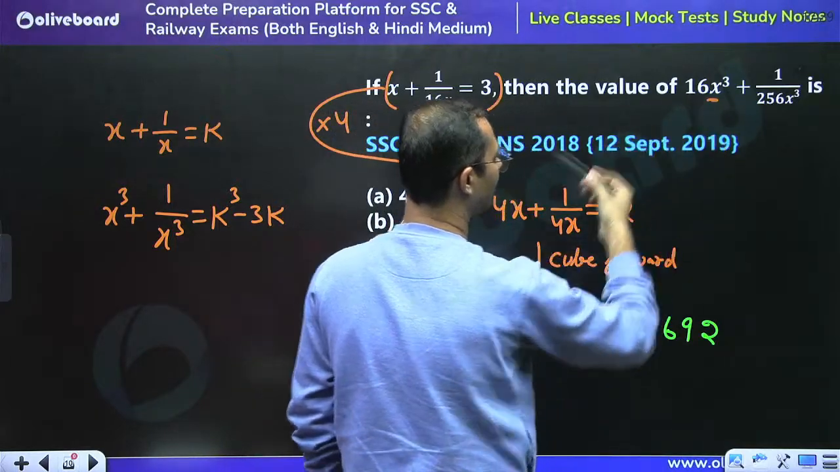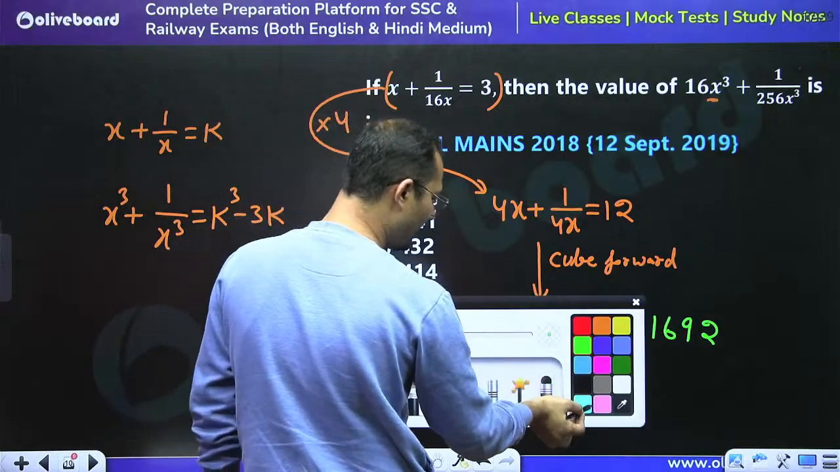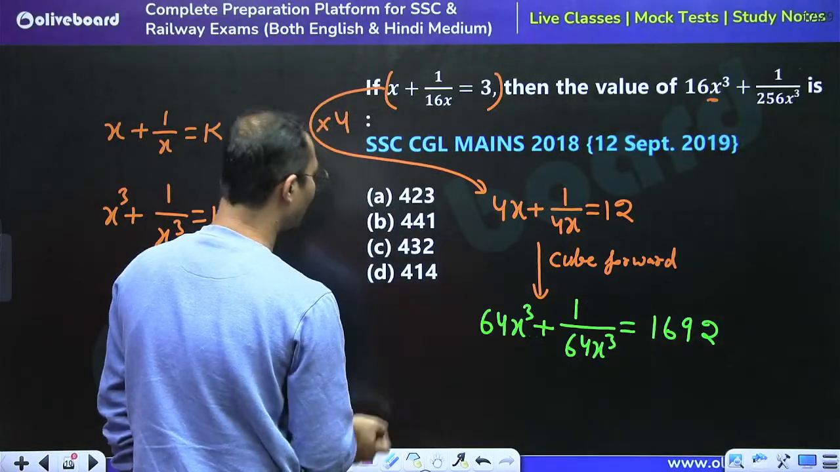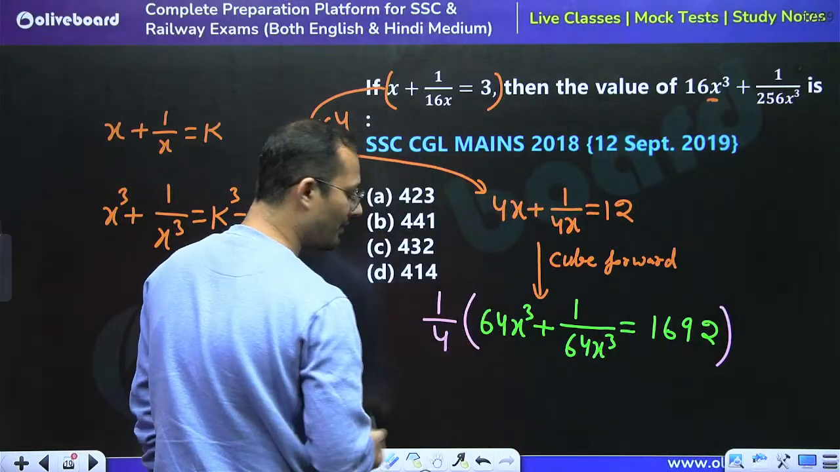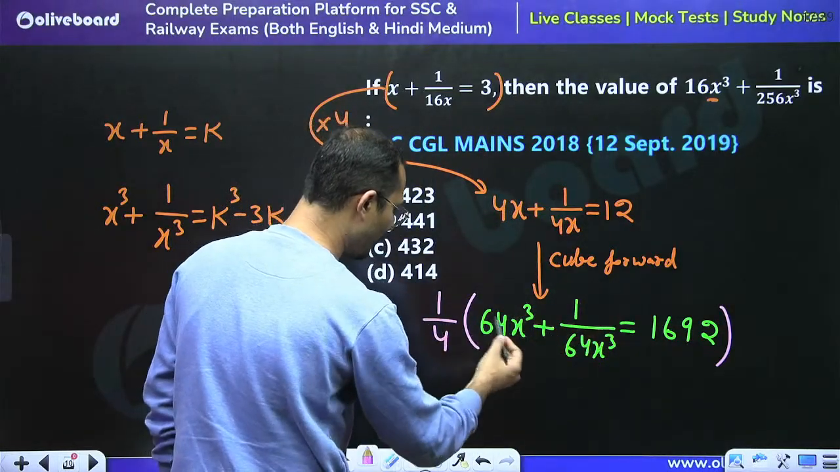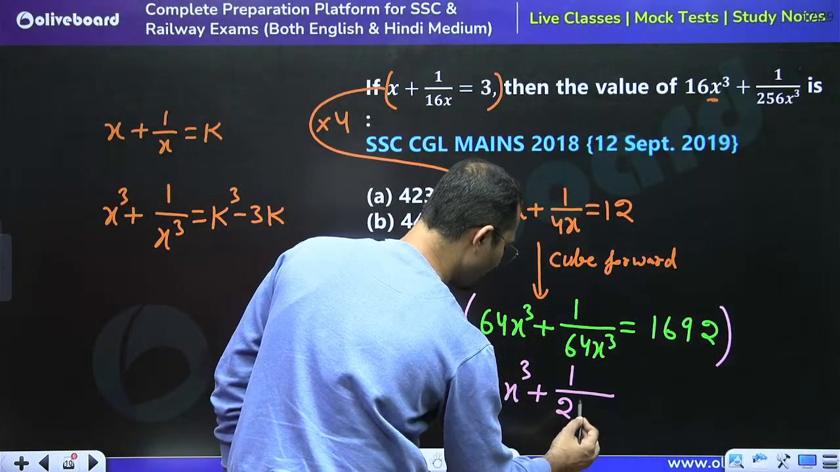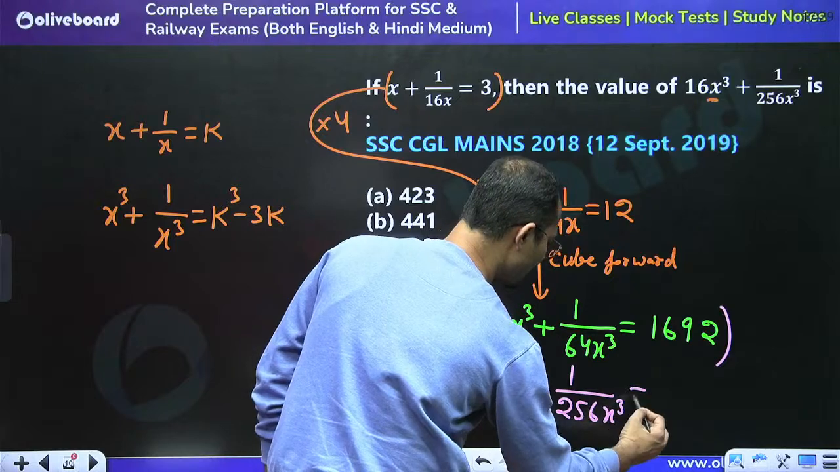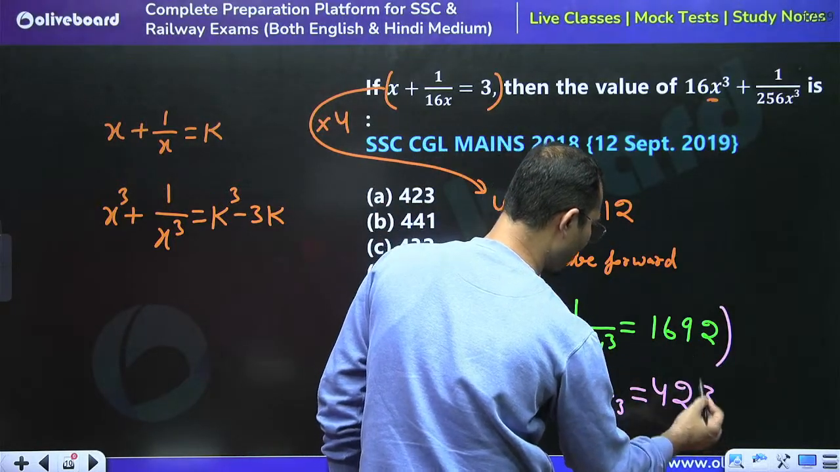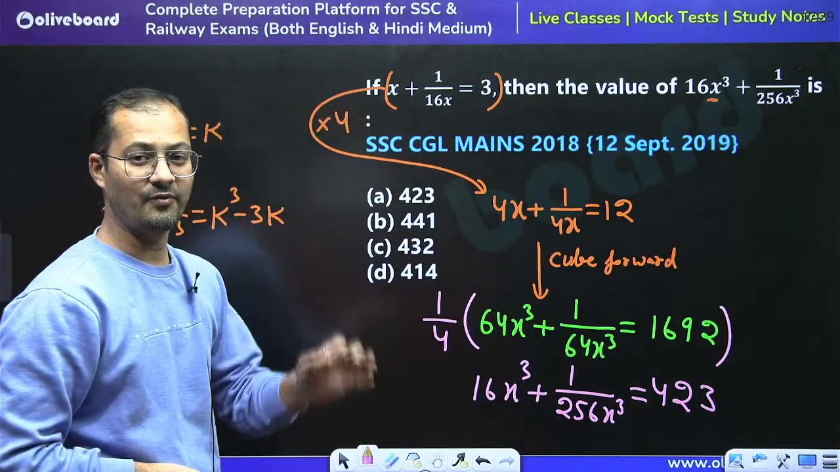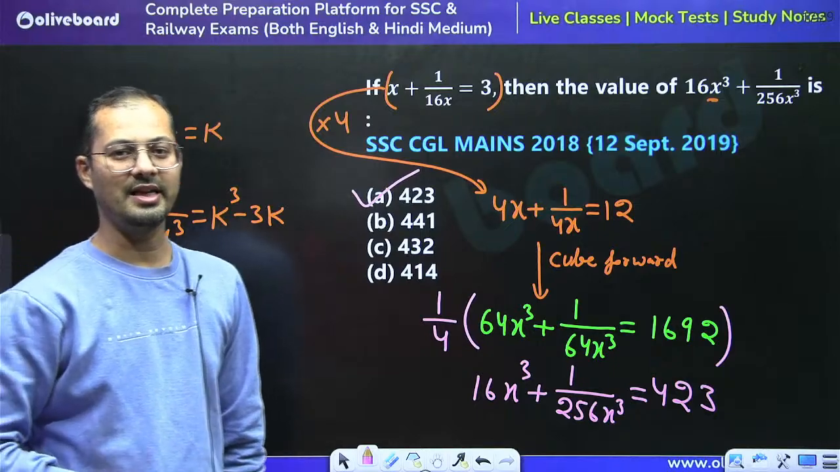We have to calculate 16x cube. So initially I multiplied by 4. Now you have to divide by 4, or multiply by 1 upon 4, in the complete equation. So you will get 16x cube plus 1 upon 256x cube is equal to 1692 divided by 4: 4 fours are 16, 4 twos are 8, 4 threes are 12. So 423 is the right answer. Very good question, right? 423 is the right answer.